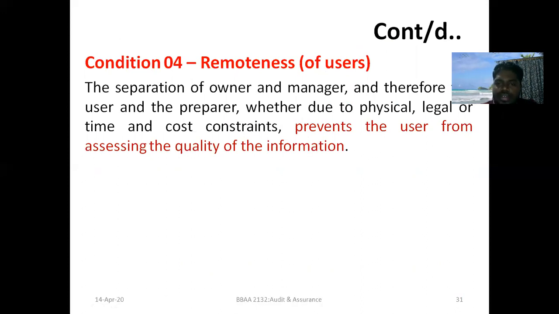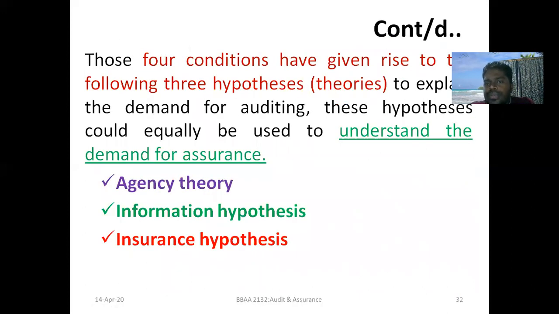Another way we discussed after that is the theoretical ways. Under the same title, you should be able to explain the demand for auditing and assurance using these theories. At exam time, the examiner may ask questions, such as how the agency theory, the information hypothesis and the insurance hypothesis are used to explain the demand for auditing and assurance. If the examiner asks such a question, you should be able to give the answer by using these theories.